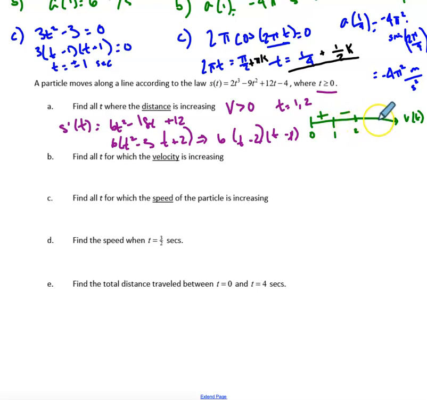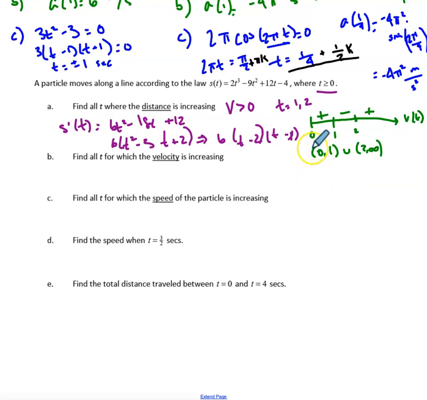Now choose a value to the right of 2 on the number line. Try 3. So I'm going to have a positive times a positive, which is positive. So I have 2 intervals on which velocity is positive, which means that distance is increasing. And those intervals are going to be from 0 to 1, union 2 to infinity. And you would state that position or distance is increasing because velocity is positive on these intervals.